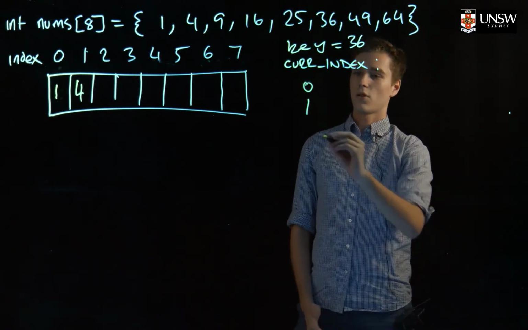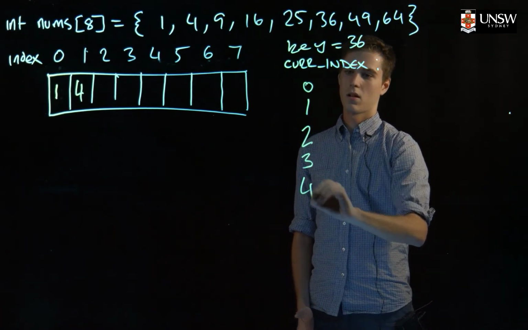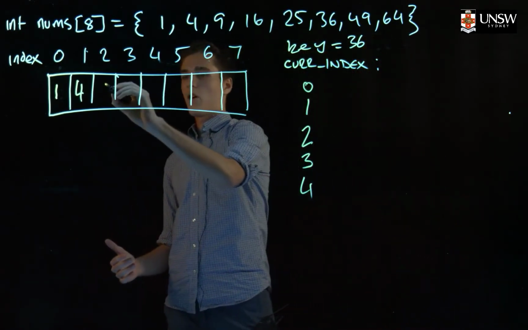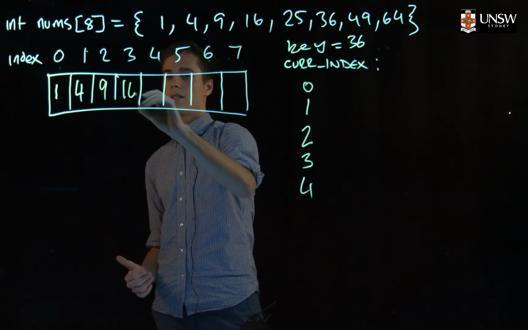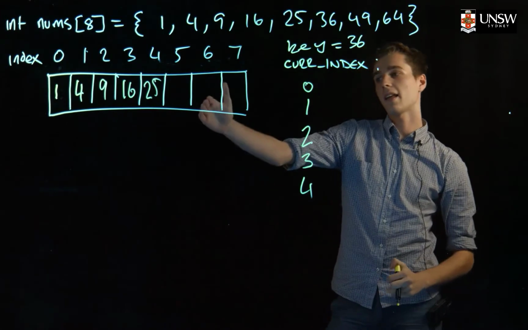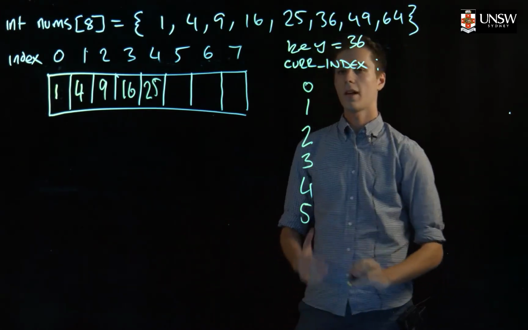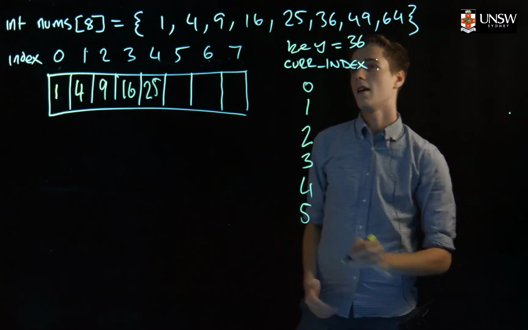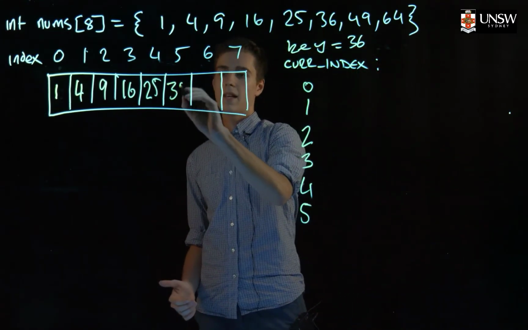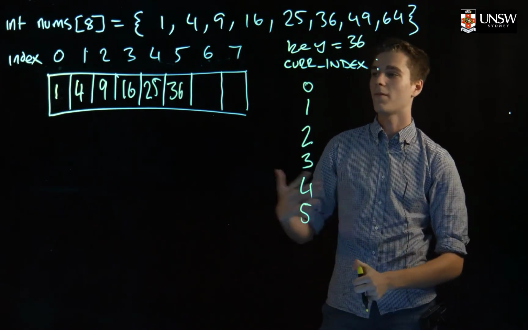And in fact, we're going to do this another 3 times. So we'll go 9. This will be the 16, the 25. Now, we find that our key wasn't 25, so we increment once more. And now we're looking at index number 5. In this index, we have the number 36, which is our key. So what we're going to do is we're going to stop there and report that we found it.